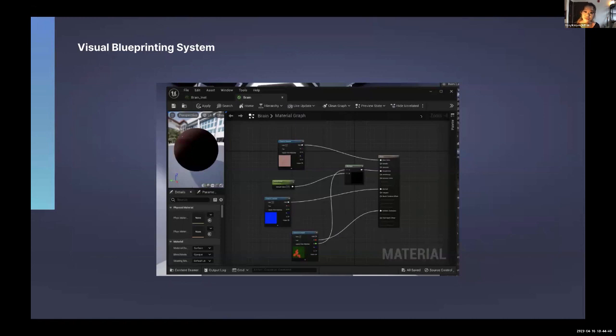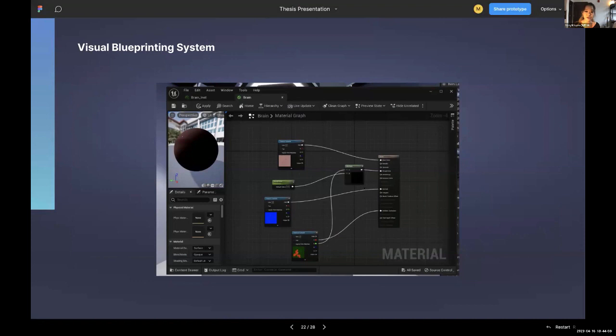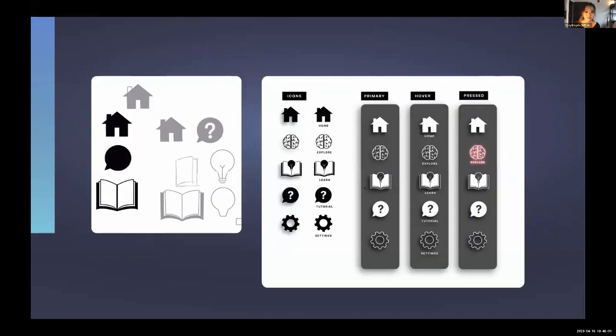And Unreal Engine was, it was a good experience. I learned how to use the visual blueprinting system. So here's a screenshot of what the material blueprint system looked like.